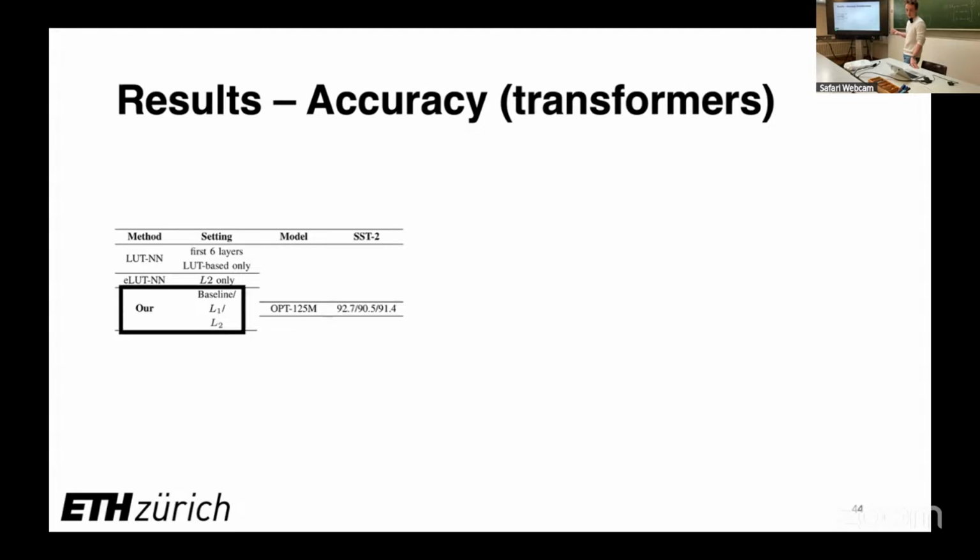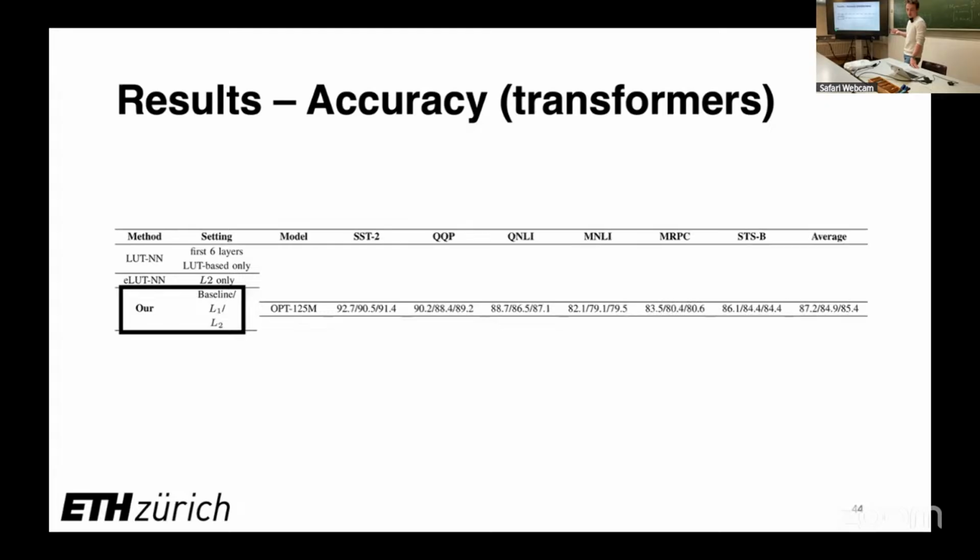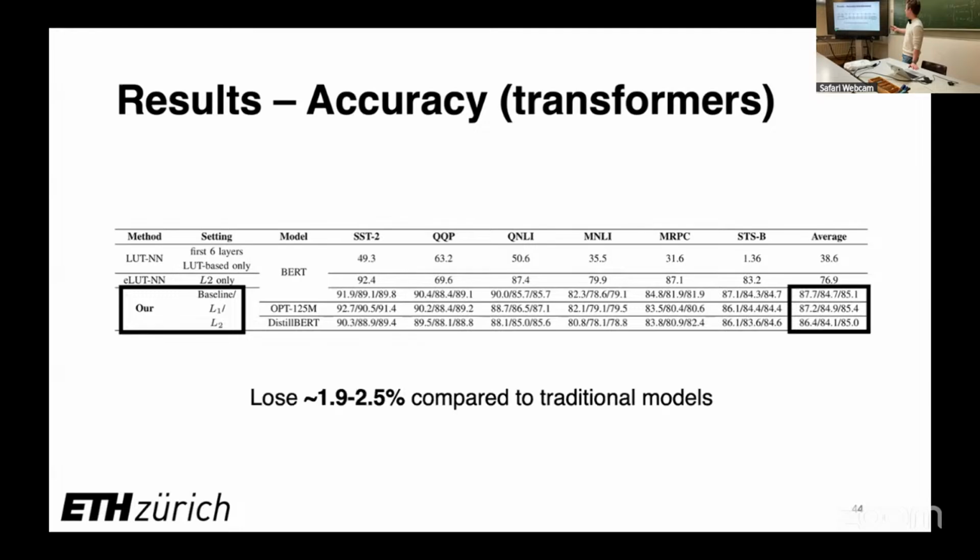And yes, essentially we can see here they compared L1, L2, and baseline. They compared on DistilBERT, which is a small version of BERT, and then BERT. And in summary, we can see that the accuracy decrease for transformers is quite a bit higher than CNN, but it's around 2% compared to non-lookup table-based models.